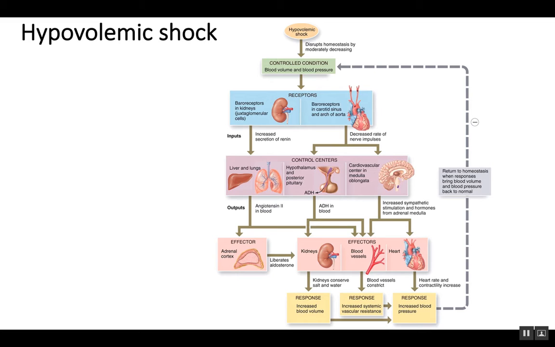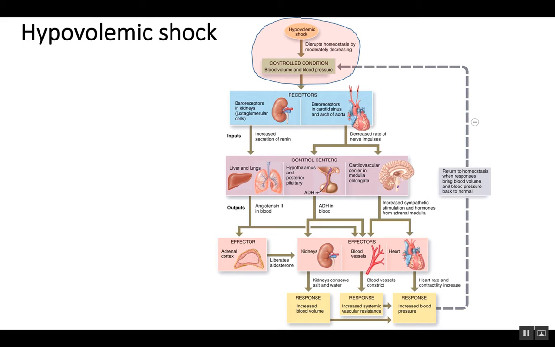So let's look at hypovolemic shock. You'll notice that this appears to be a very complicated figure, but we're going to break it down into really three interconnecting pathways. But let's first look at the stimulus. The stimulus is hypovolemic shock. The controlled condition is blood volume and blood pressure. So hypovolemic shock is due to low blood volume and low blood pressure.